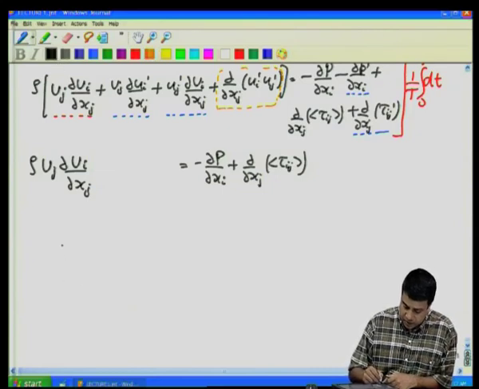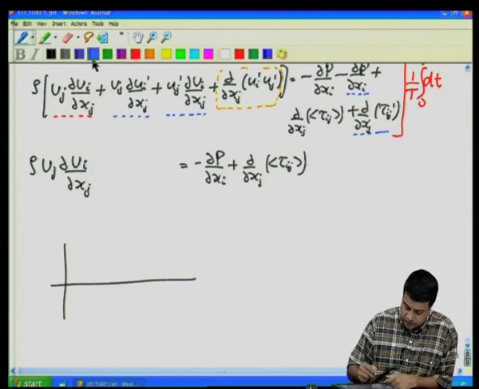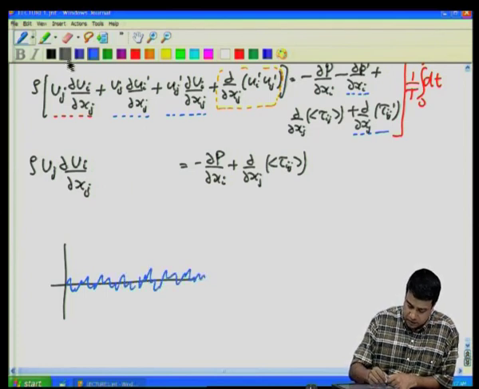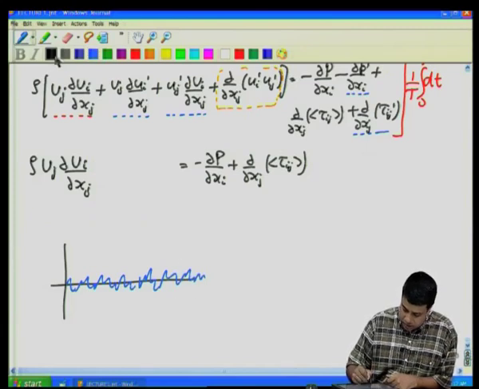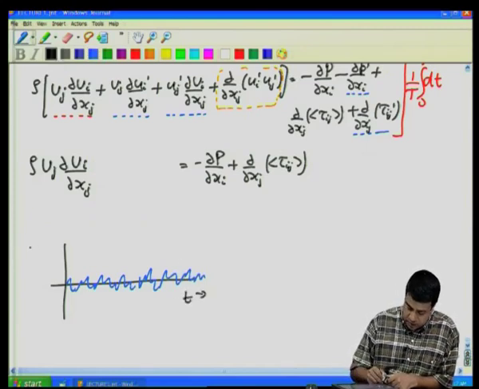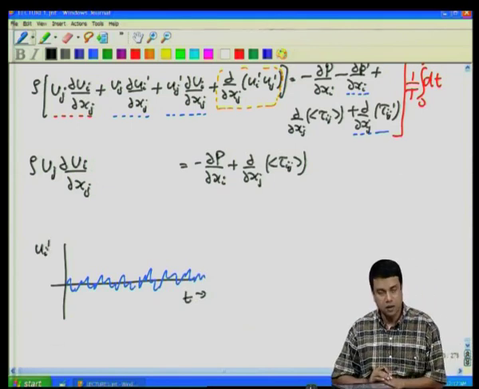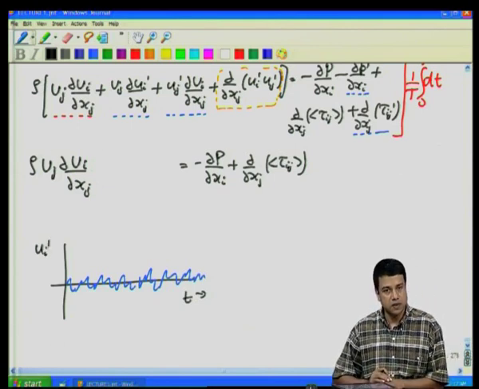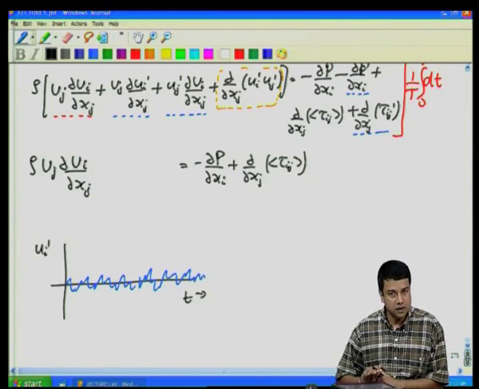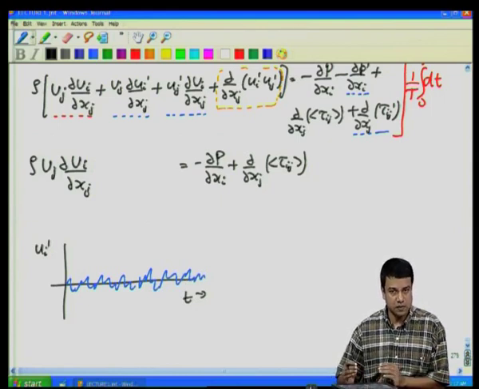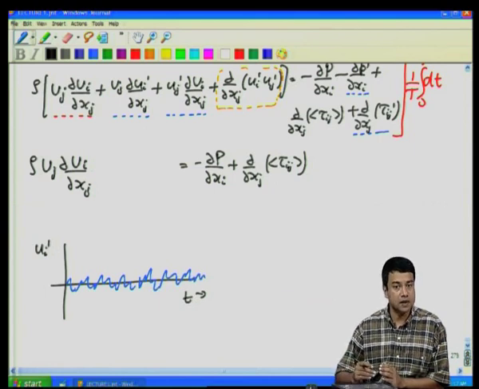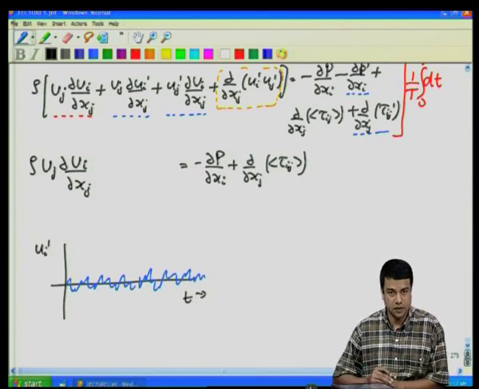If I have something that is fluctuating in time with a 0 average, this is my time coordinate and this is ui prime, for example. If I have something that is fluctuating in time with a 0 average, and if I take the integral over time, there is equal amount of positive and negative area, and therefore, I will end up with something that is 0.